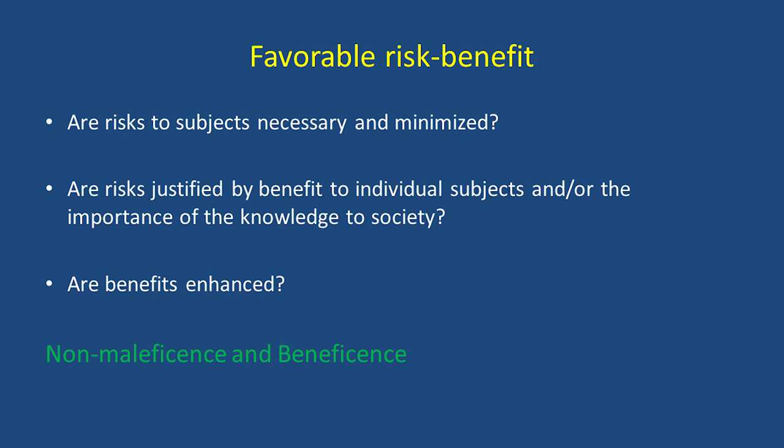The next principle is favorable risk benefit. So the questions to ask are: are the risks to the participants or the subjects necessary in order to answer the question, and minimized? And then are they justified by benefit to the individual subjects or by the importance of the knowledge to society, or in other words, the social value, the valuable scientific question? Can the risks be justified by that? And the answer is they sometimes can, but this requires a fair amount of careful judgment about what the risks are, how they can be minimized, and whether they're justified.